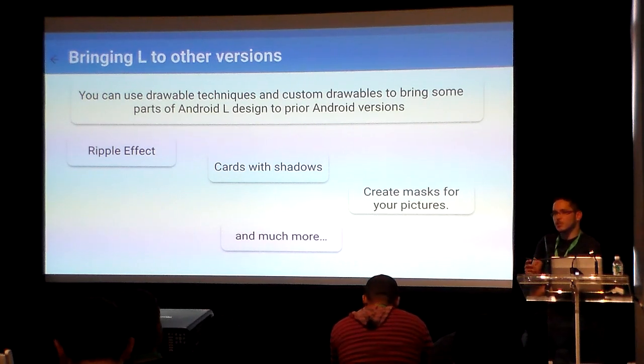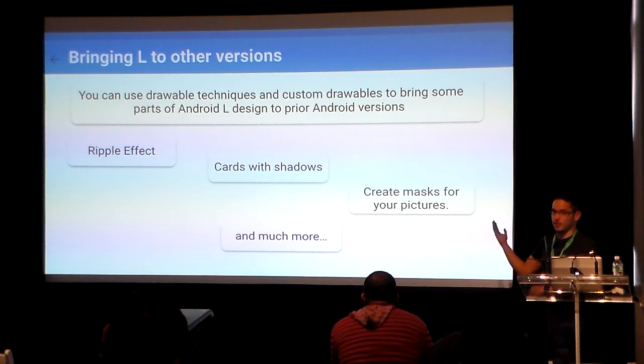You can see that with custom drawables, you can have the ripple effects of Android L. So when you click on a button, the state is going to grow exactly where you touch. And we can have cards with shadows. So that's basically Android L.